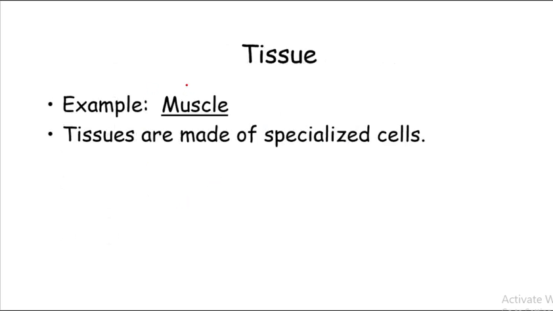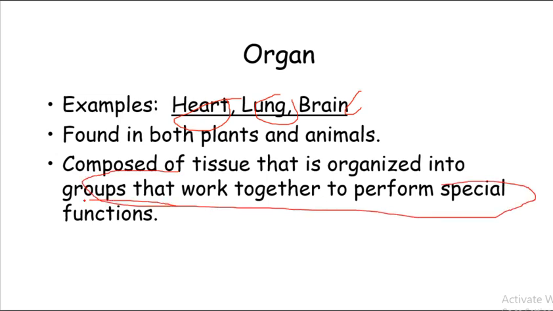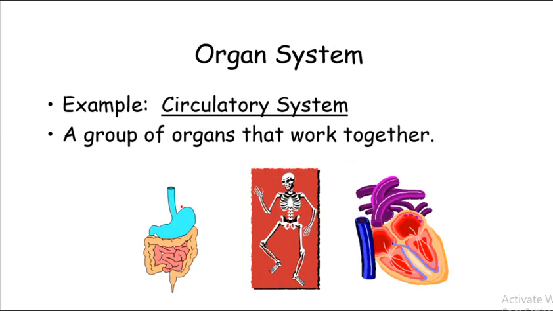Tissue, for example, we have muscle tissue. It is made up of specialized cells which come together to perform a specific function. Then organs, for example, we have the heart, the lungs, the brain, found in both plants and animals, and composed mainly of tissues that are organized into groups that work together to perform special functions.